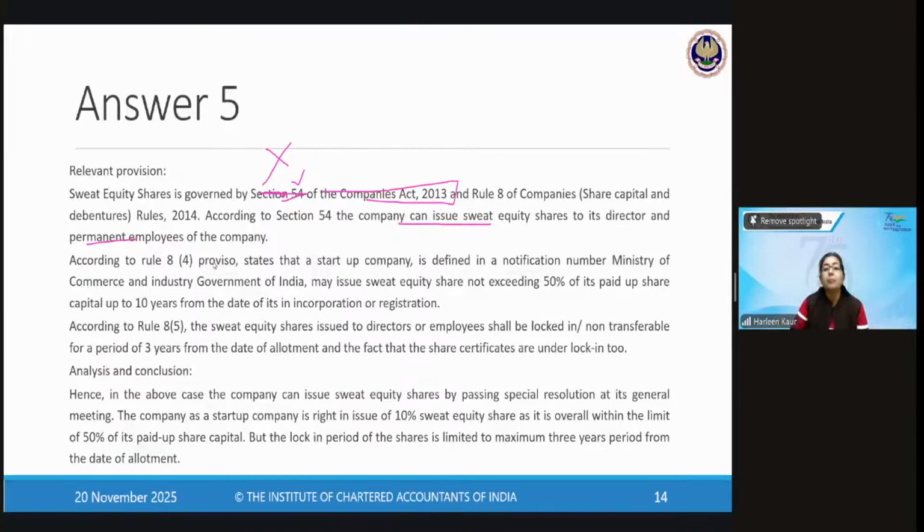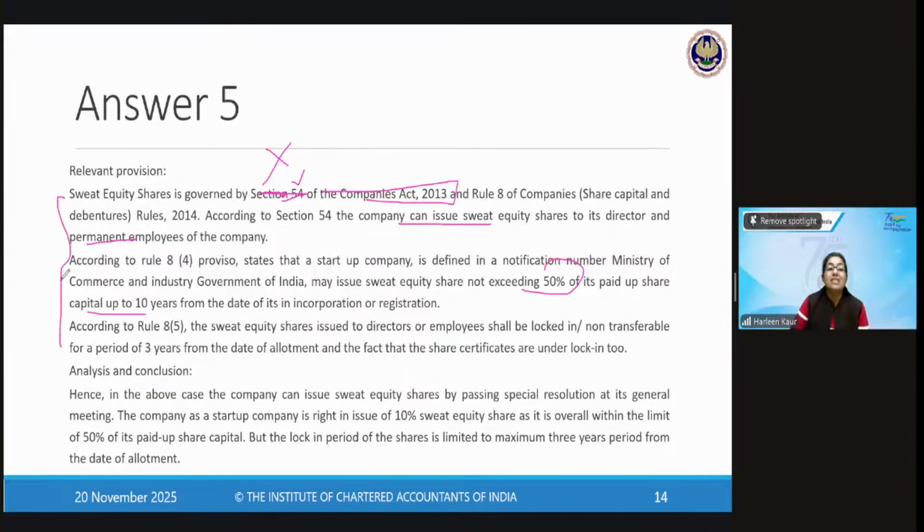A startup company, as defined in the notification, may issue sweat equity shares not exceeding 50% of the paid up capital up to 10 years. Absolutely correct. You have to write both of these things. Then the lock-in period is for a period of 3 years.